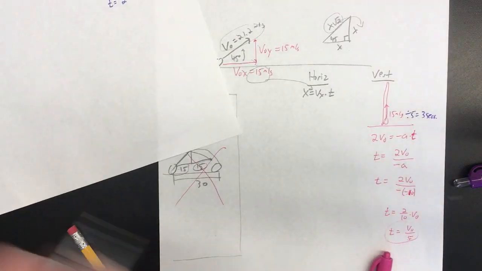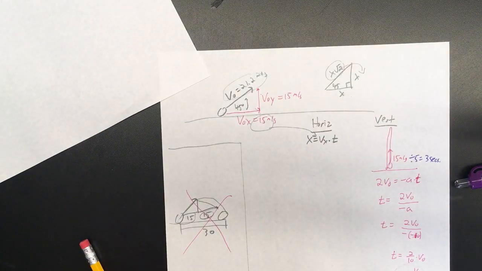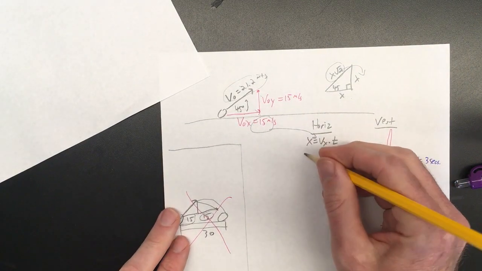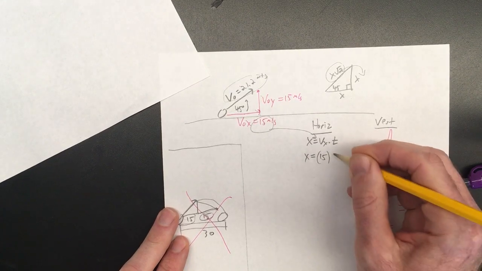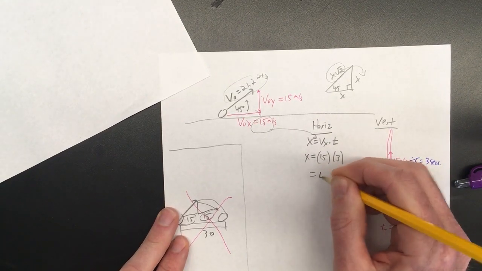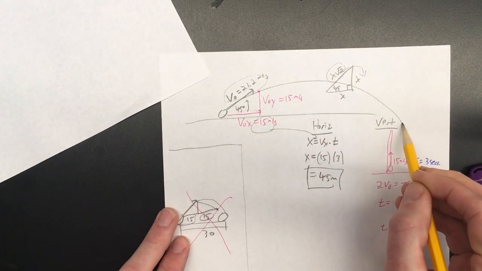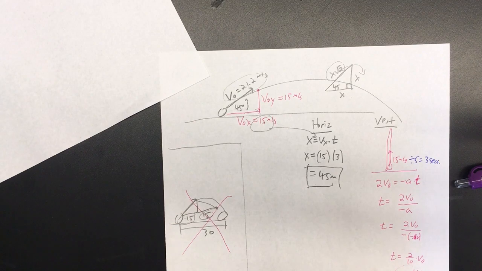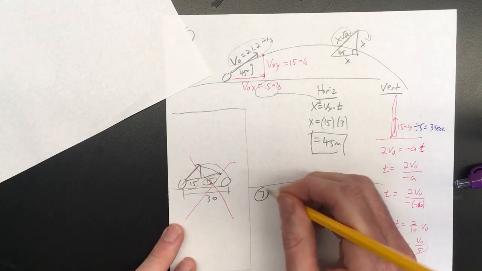So now we're going back to figuring out what the range is. Now we have the time in the air is 3 seconds. Now this is pretty easy. To figure out how far it goes, I'm just going to say 15 meters per second times 3 seconds. That's going to be 45 meters. And that's going to be our range. That's how far this ball is going to go. Okay, and then lastly we have problem number 7, which I'll do down here.